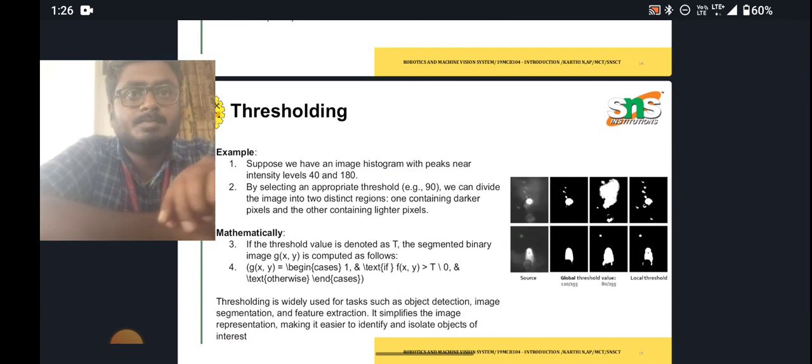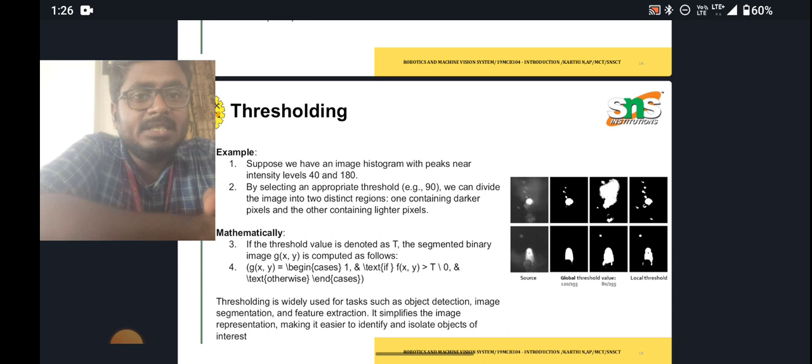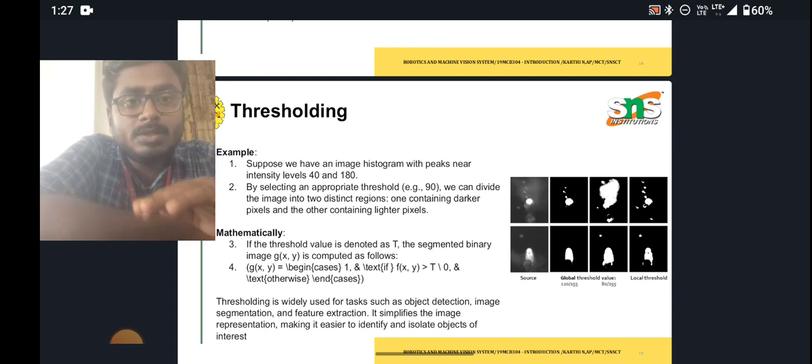Let's see an example. Suppose we have an image histogram with peaks near intensity levels of 40 and 180. By selecting an appropriate threshold, for example 90, we can divide the image into two distinct regions, one containing darker pixels and another containing lighter pixels. Mathematically, if the threshold value is denoted as t, the segmented binary image g(x,y) is computed as follows: g(x,y) equals 1 if f(x,y) is greater than t, and 0 otherwise.